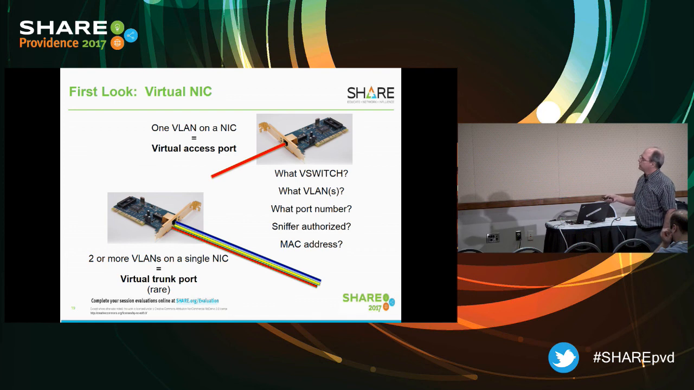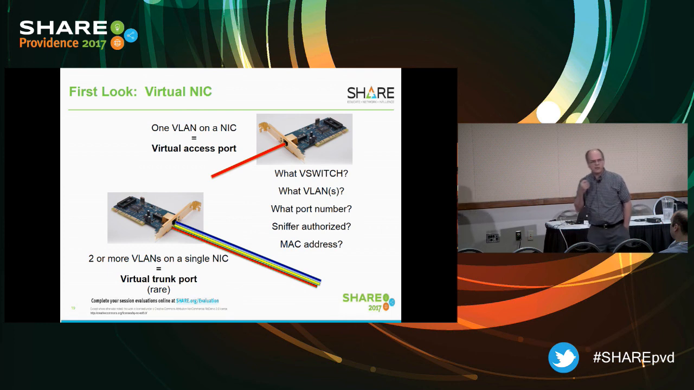But I have to tell the system, this virtual NIC, what virtual switch do I go to? What VLAN, what color is its network, is it supposed to be on? What VLAN is it supposed to be connected to? Remember those port numbers I showed you in the physical switch? Do I need to know a specific virtual port number? What MAC address should it have? Is it authorized to be a sniffer? Is it allowed to sniff the network?